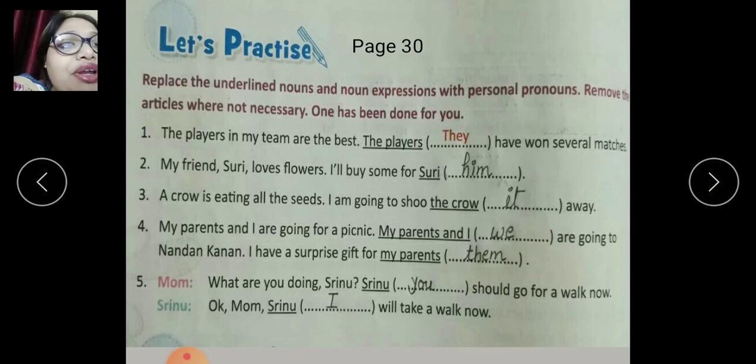Mom, what are you doing, Srinu? Srinu means you, second person. And the answer is, Mom, I, first person, will take a walk now. So this exercise you need to complete as your classwork.